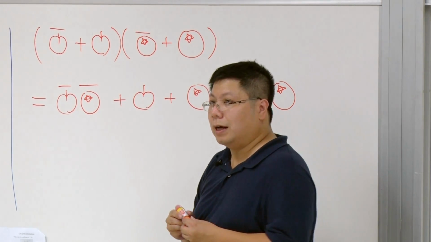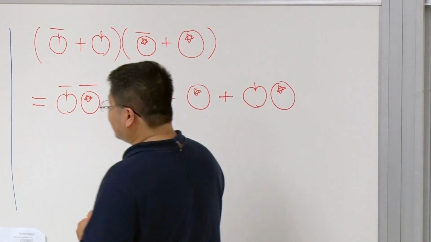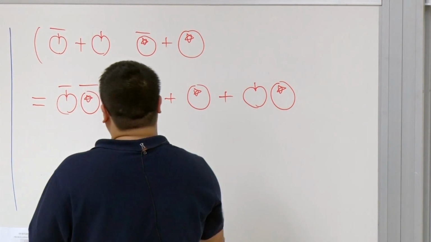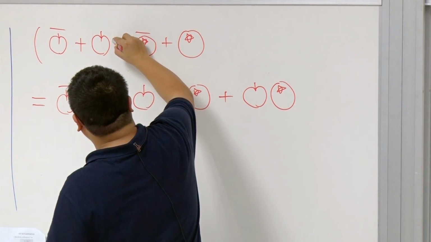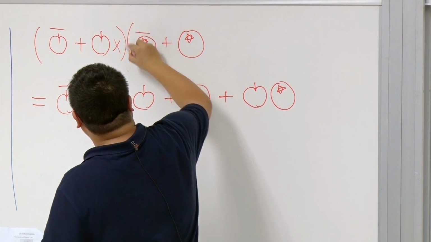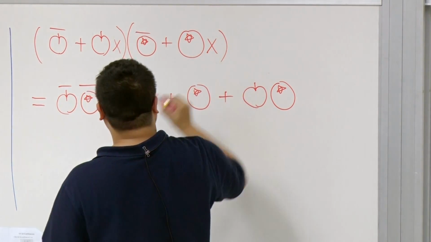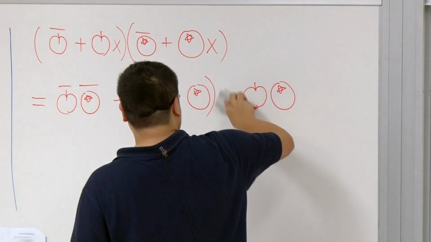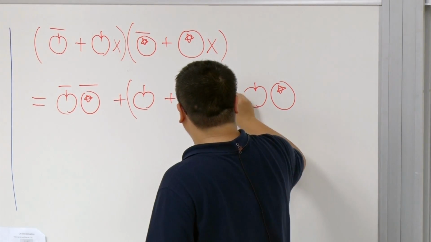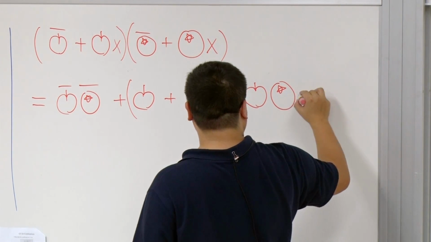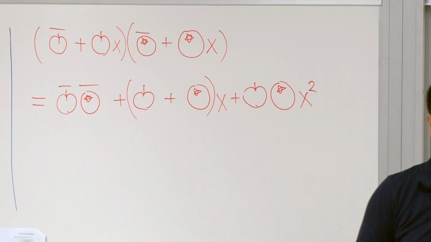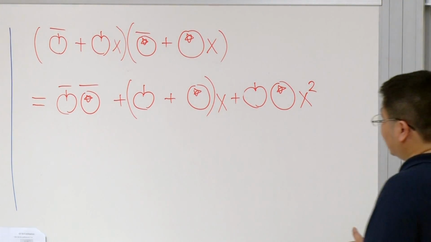Is that okay? And somehow we have also introduced the indicator variable x here. So let's make an x here, so that these 2 will be multiplied with x, and then these 2 will be multiplied with x squared. Is that okay? Okay. Now, so far so good, right?